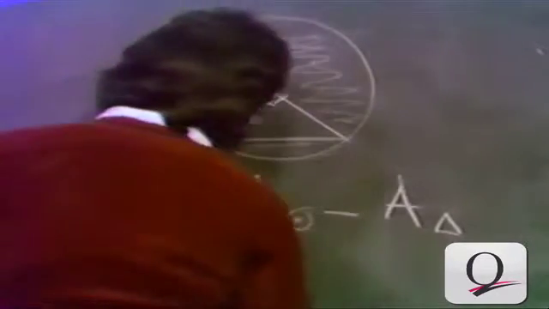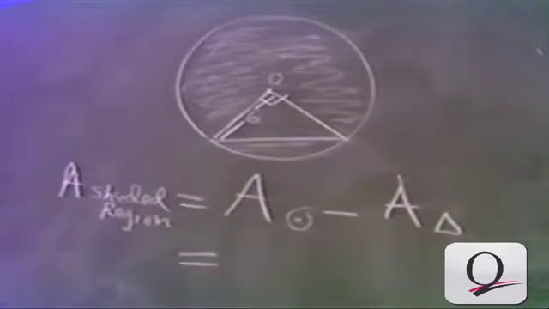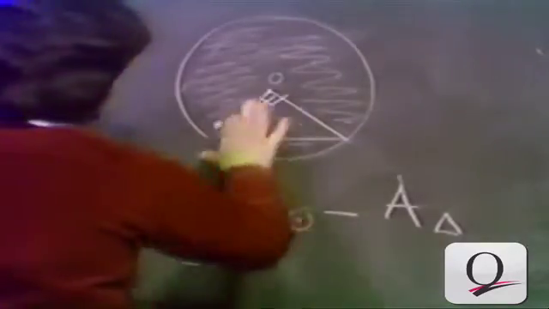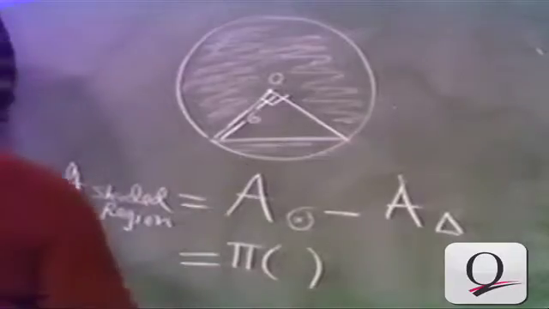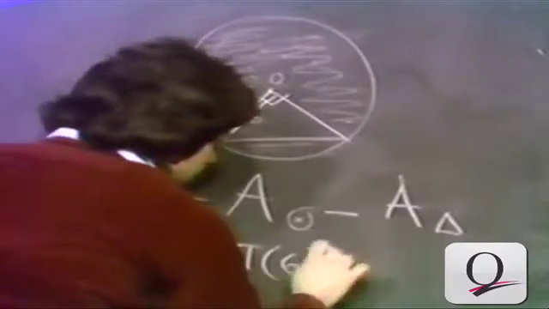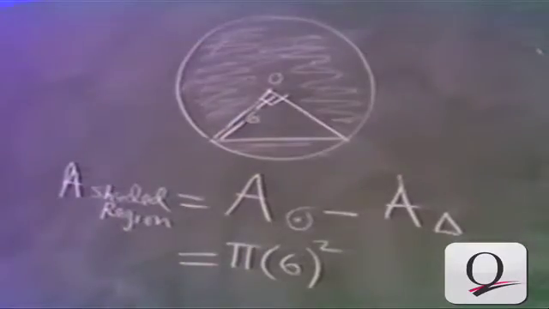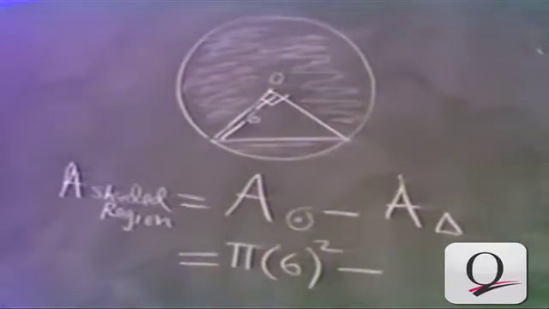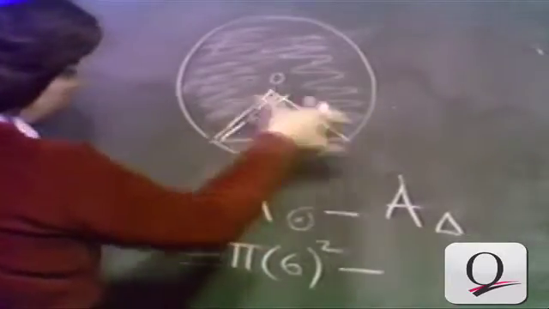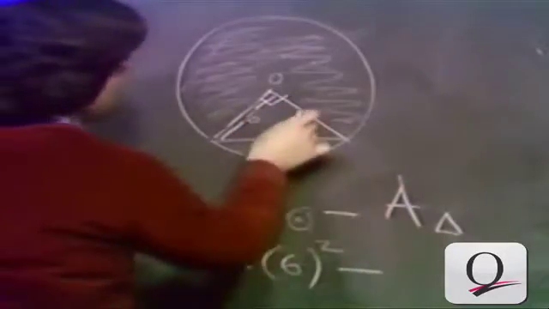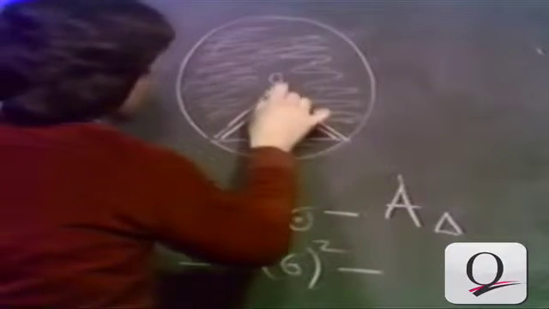Now, the area of a circle, of course, is pi r squared, and we're shown here that the radius of the circle is 6, so it's pi times 6 squared, minus the area of the triangle. Now, it's a right triangle, and if this is a radius of the circle, so is this, and all radii of the circle are equal, so this is also 6.